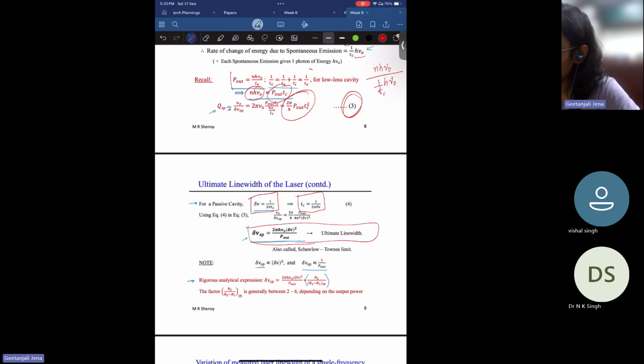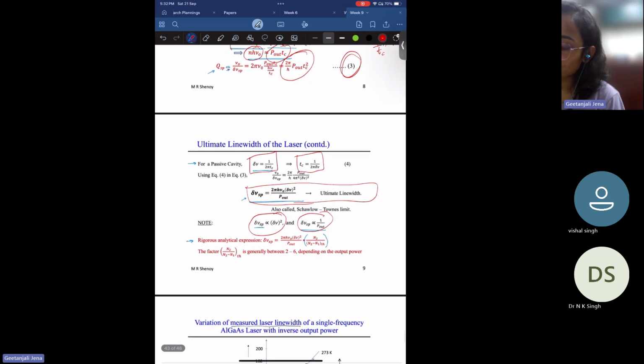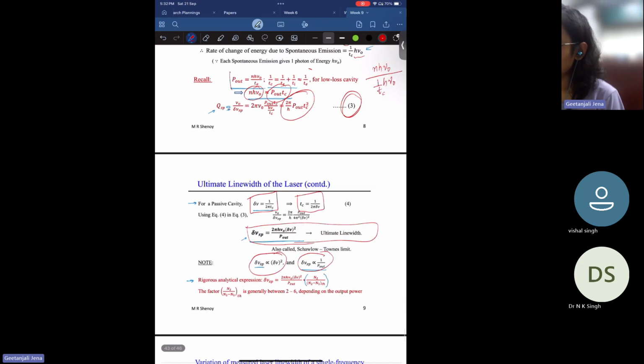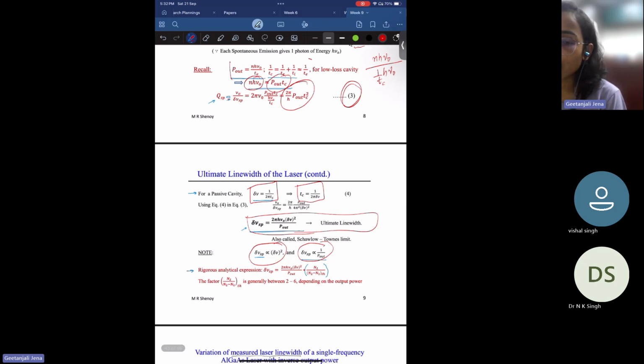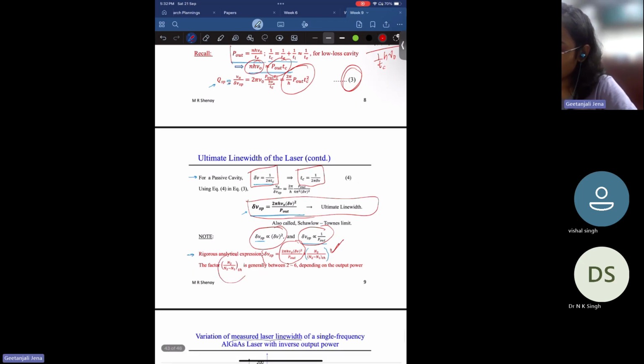And if you see, delta nu is proportional to delta nu square, and it is inversely proportional to the power output through the laser cavity. But this we have derived using some approximation. For an accurate answer, what we have seen is that delta nu is given by this term that we have seen earlier, multiplied by a factor n2 divided by n2 minus n1 at threshold condition. And this factor typically lies between 2 to 6 depending on the output power.